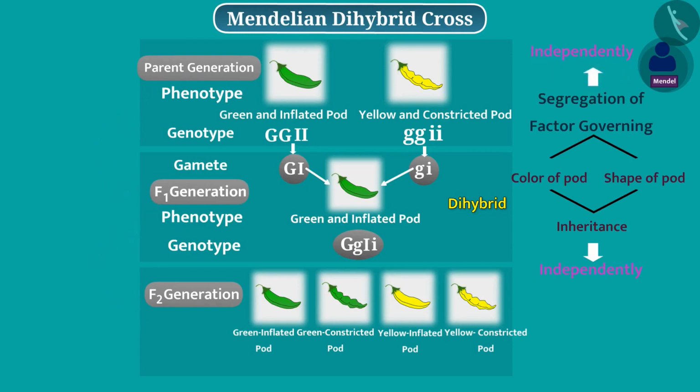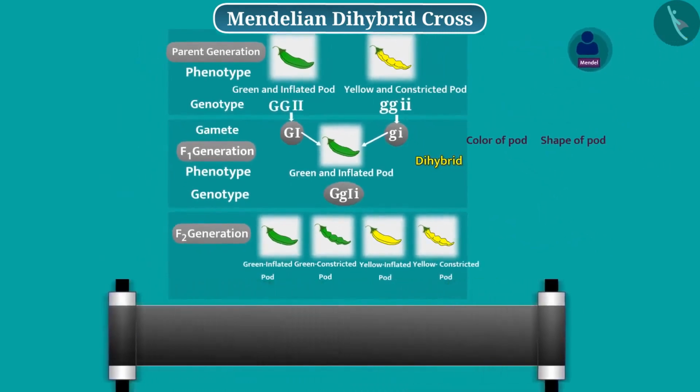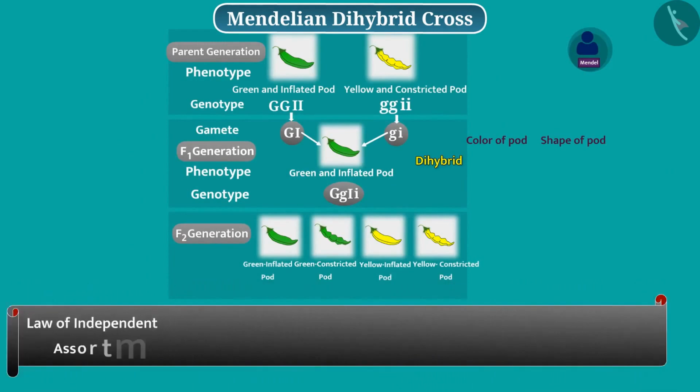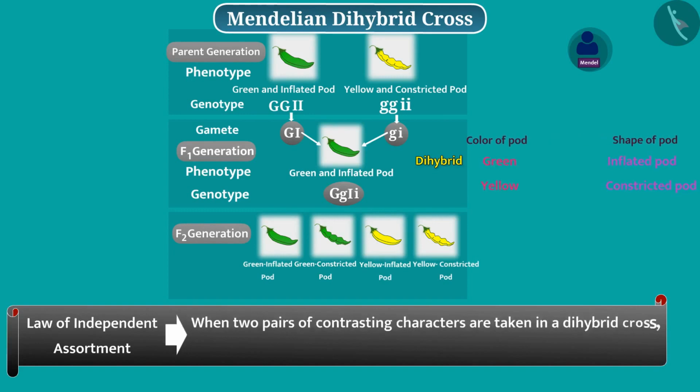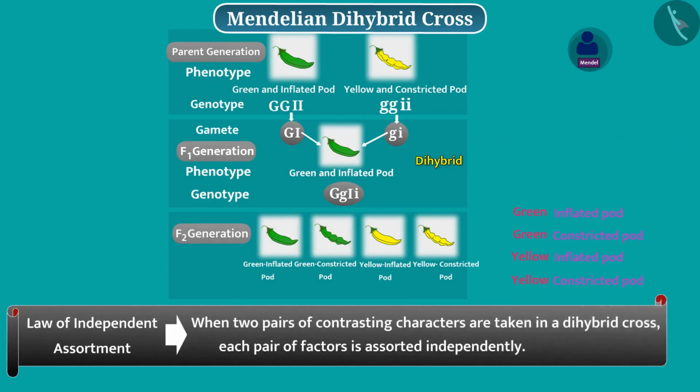On the basis of this understanding, Mendel proposed a third law of inheritance, which is called the law of independent assortment. According to this, when 2 pairs of contrasting characters are taken in a dihybrid cross, the inheritance of one pair is independent of the other. Or in other words, each pair of factors is assorted independently. Let's understand this in a better way.